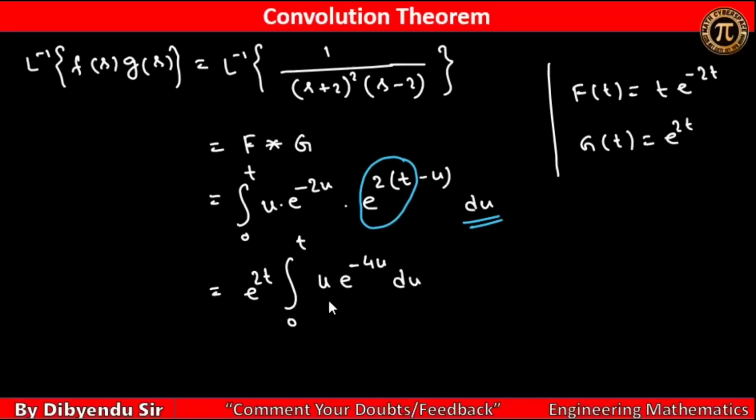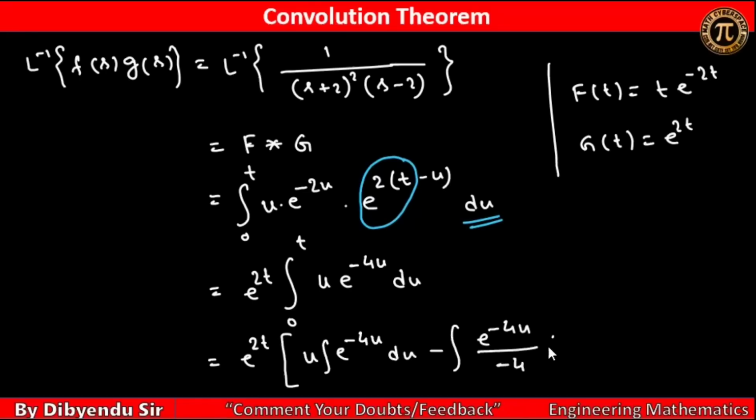du. Now integration by parts. So this is equal to e to the power 2t, first function is u, so u into integration of e to the power minus 4u du, minus integration of the derivative of u, that is 1, then integration of e to the power minus 4u, that will be e to the power minus 4u divided by minus 4, du. And the limit is 0 to t. Then again integration.